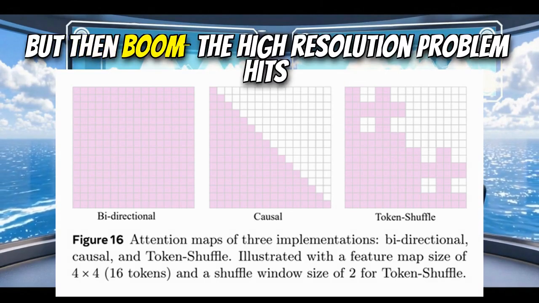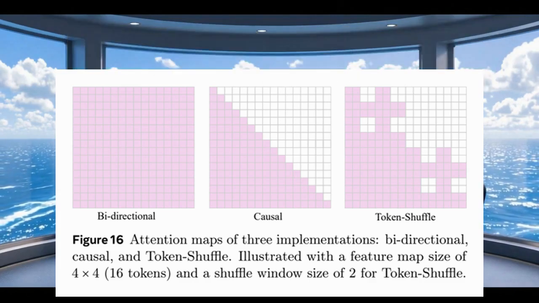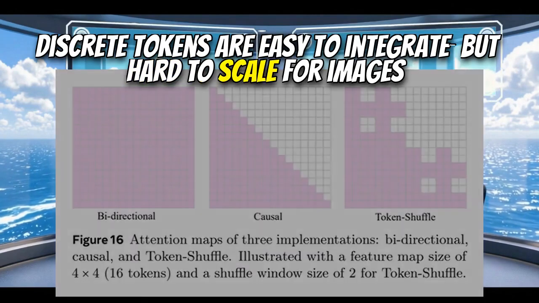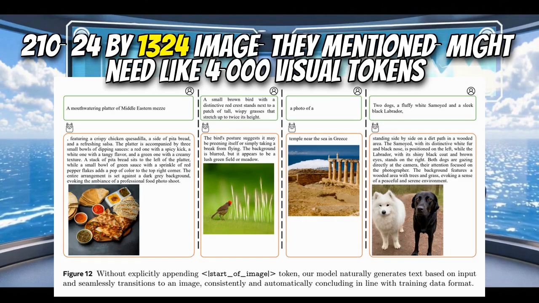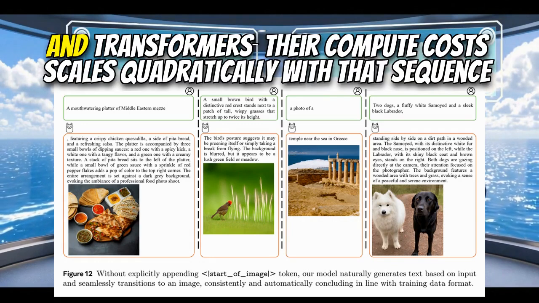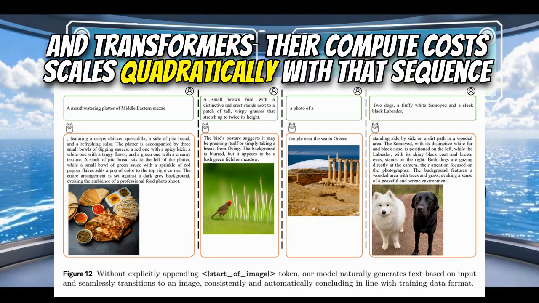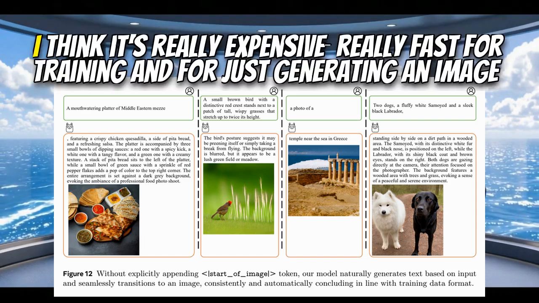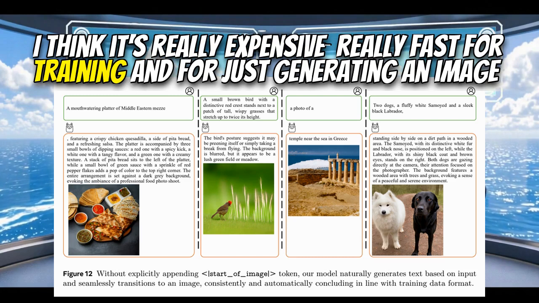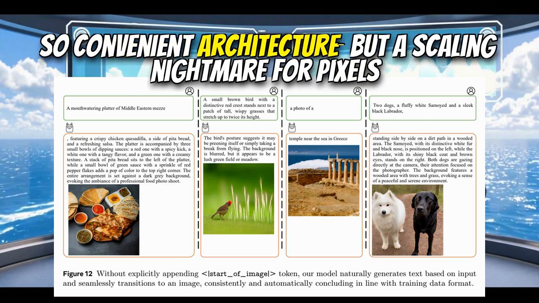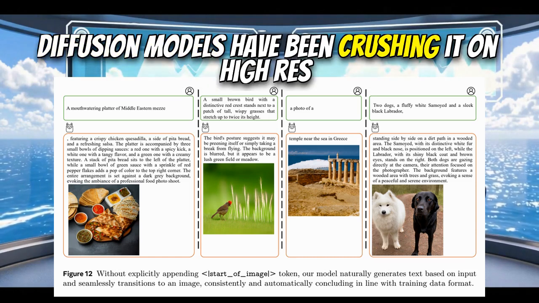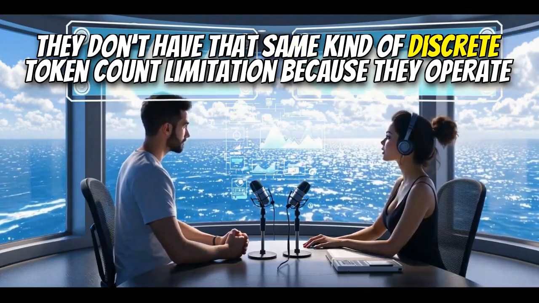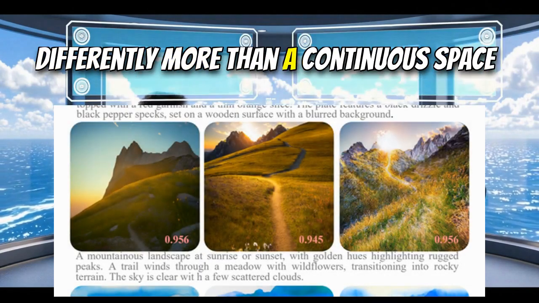But then, boom, the high-resolution problem hits. That's the trade-off. Discrete tokens are easy to integrate, but hard to scale for images. Because you just need so many. An enormous number. Yeah, a 1024 by 1024 image, they mention, might need like 4,000 visual tokens. Okay. And transformers, their compute cost scales quadratically with that sequence length. So 4,000 tokens, I think it's really expensive, really fast, for training and for just generating an image. So a convenient architecture, but a scaling nightmare for pixels. Meanwhile, diffusion models. Diffusion models have been crushing it on high res. They don't have that same kind of discrete token count limitation because they operate differently, more in a continuous space.